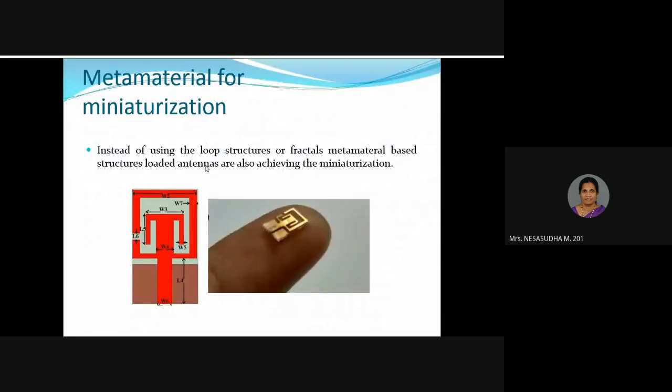Okay, our next topic is that metamaterial can be used for miniaturization also. Nowadays people are working on this. There is always an inverse relationship between the size of the antenna and the frequency. When the size is more, it operates at low frequency. Now people are working in millimeter waves and very high frequencies, so automatically the size of the antenna should be less. For miniaturization also, this metamaterial concept is used to reduce the size of the antenna. This is one of the antennas we designed.